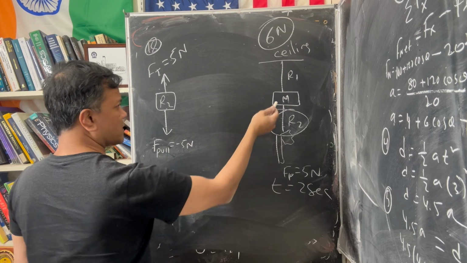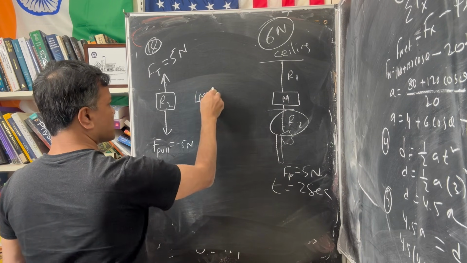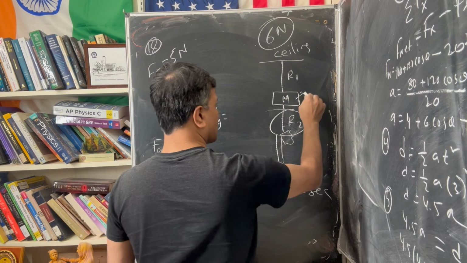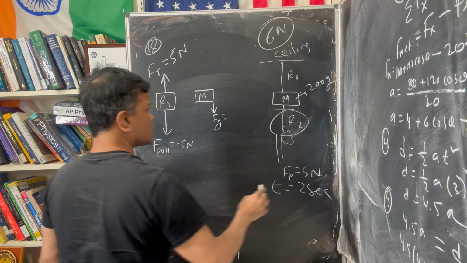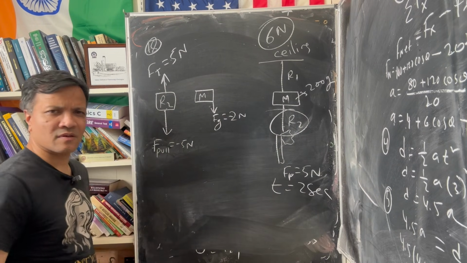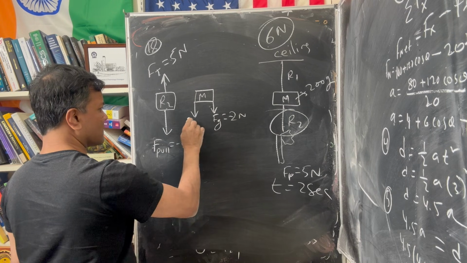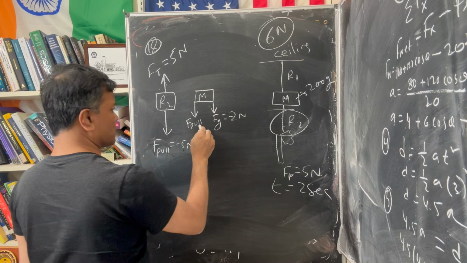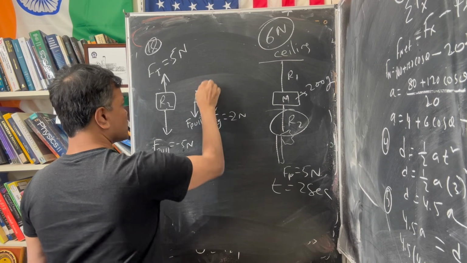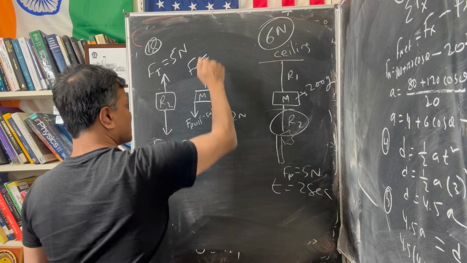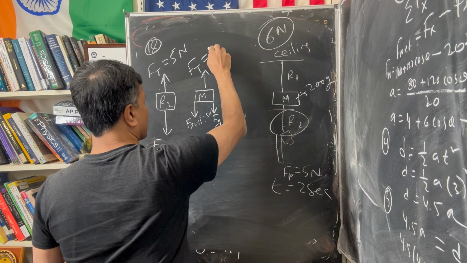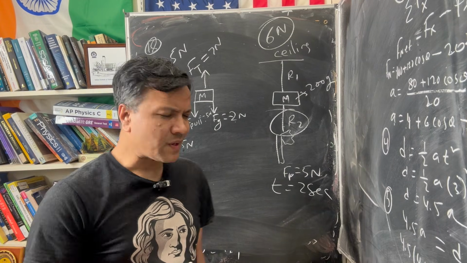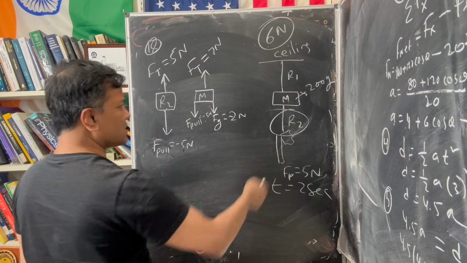Okay, so now you're going to do the mass. All right, mass, what's going on? Fg, the mass is 200 gram, so it's 2 Newton, negative. F pole is 5 Newton, negative 5 Newton. So Ft is 5 plus 2, 7 Newton, of course opposite direction. Okay, now what happened to rope 1?